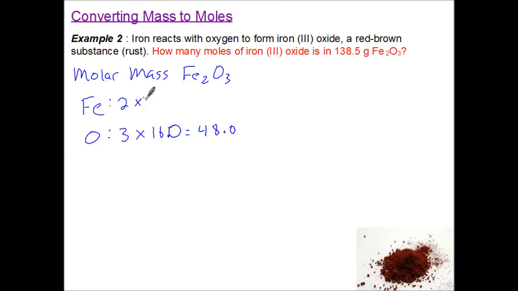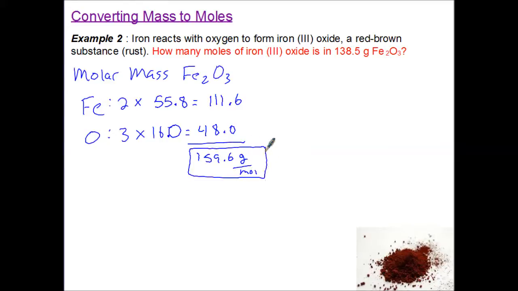And let's take a look at iron. Take a look at your periodic table, and iron's atomic mass is 55.8 grams per mole, and when I take 2 times 55.8, I get 111.6. All I gotta do is add these numbers up, and I get 159.6 grams per mole. Okay, so that is my molar mass.